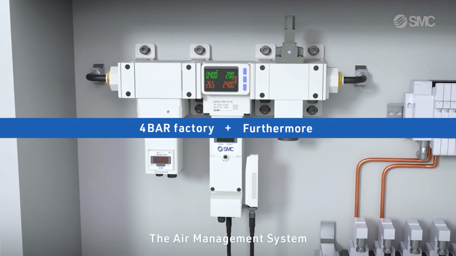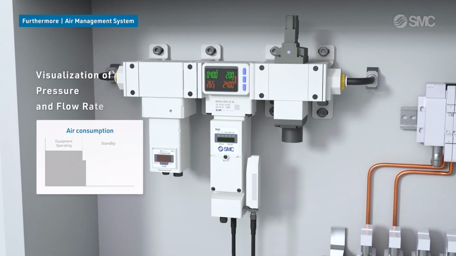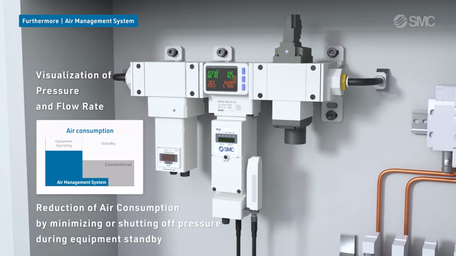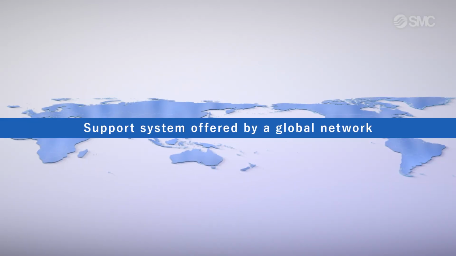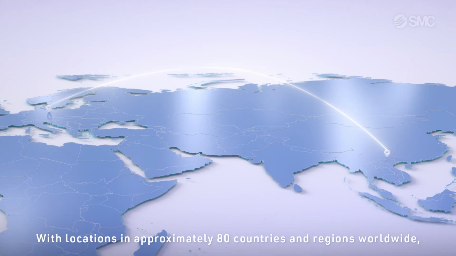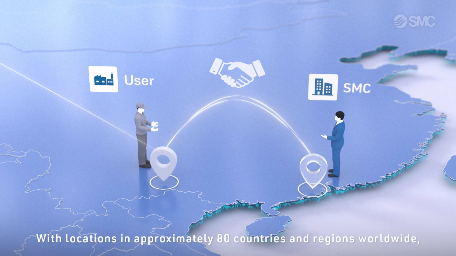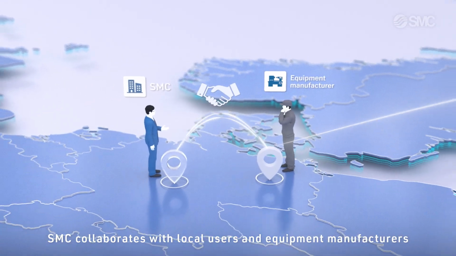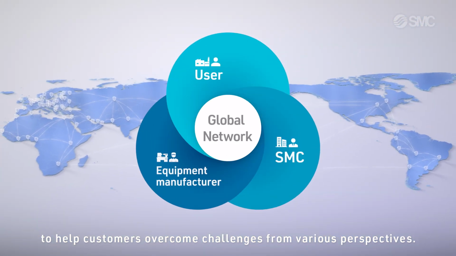The air management system not only visualizes pressure and flow rate, but also reduces air consumption by minimizing or shutting off pressure during equipment standby. Support system offered by a global network. With locations in approximately 80 countries and regions worldwide, SMC collaborates with local users and equipment manufacturers to help customers overcome challenges from various perspectives.